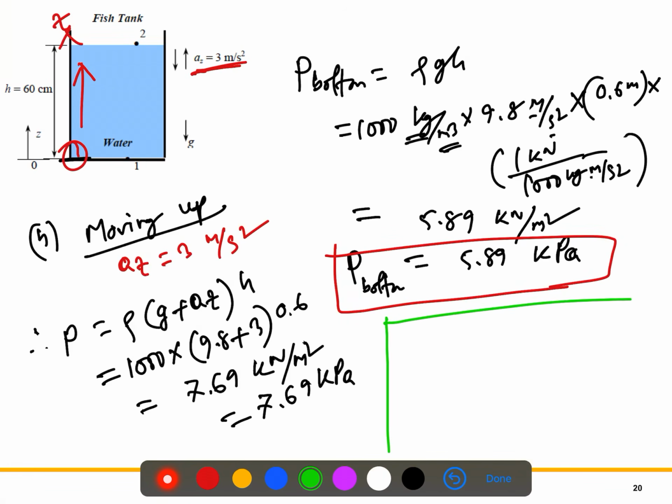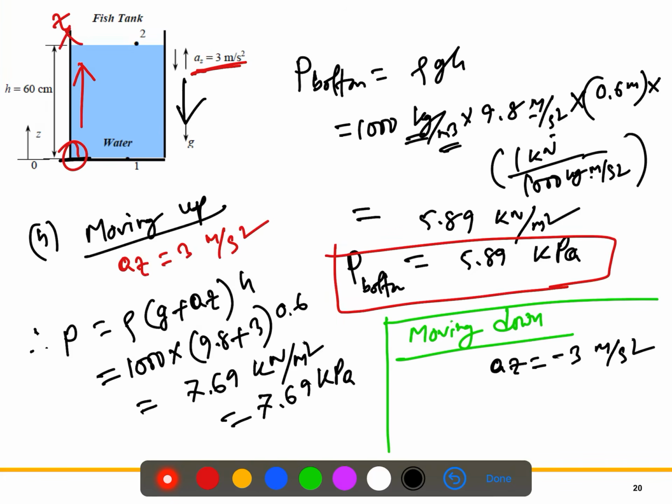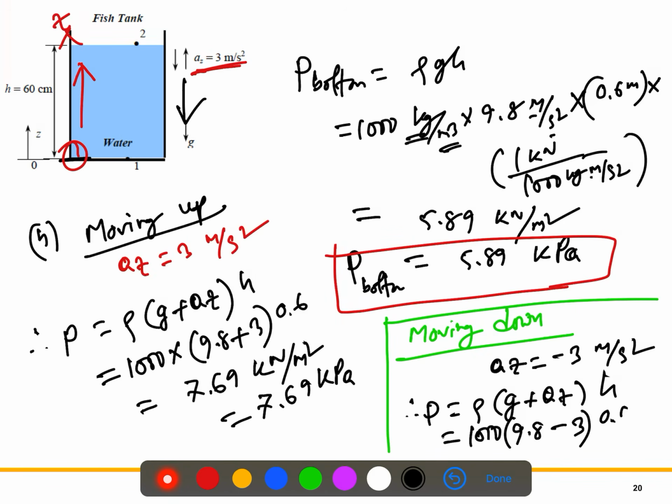Now the last part is when the tank is moving down. Moving down means it is going this way, just the opposite of the z-axis. So we can say AZ is equal to -3 meter per second square. I believe you understand. Then the pressure P is rho times G plus AZ, into H. So this is 1000 times 9.8 minus 3, into 0.6.